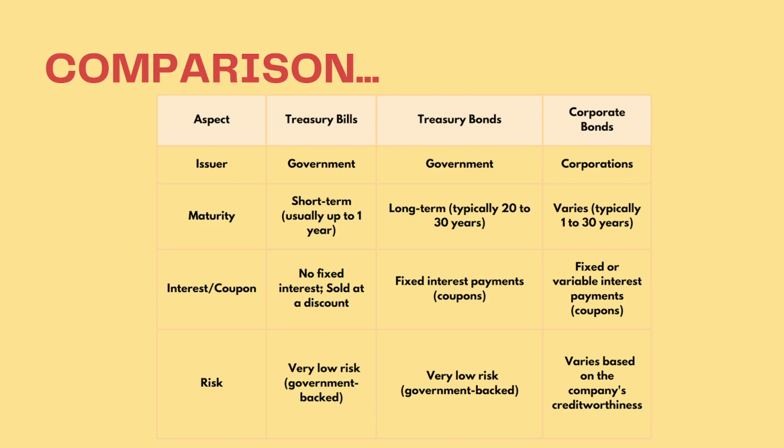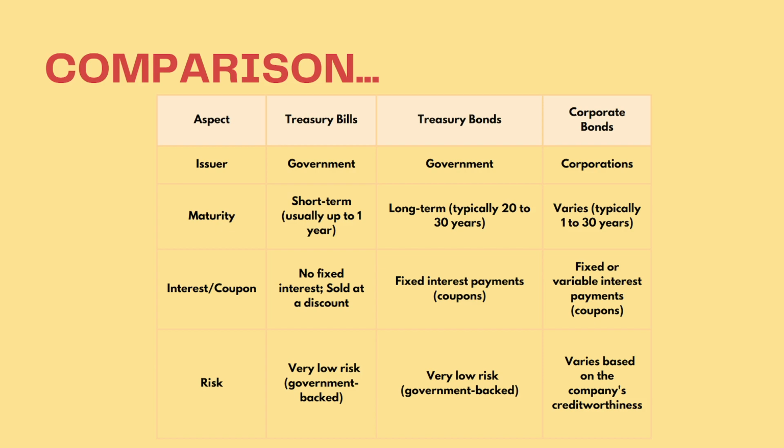For the maturity, treasury bills are short-term debt securities that usually only last up to 1 year. For treasury bonds, these are long-term bonds, typically 20 to 30 years. Corporate bonds, however, vary, and it typically is from 1 to 30 years.